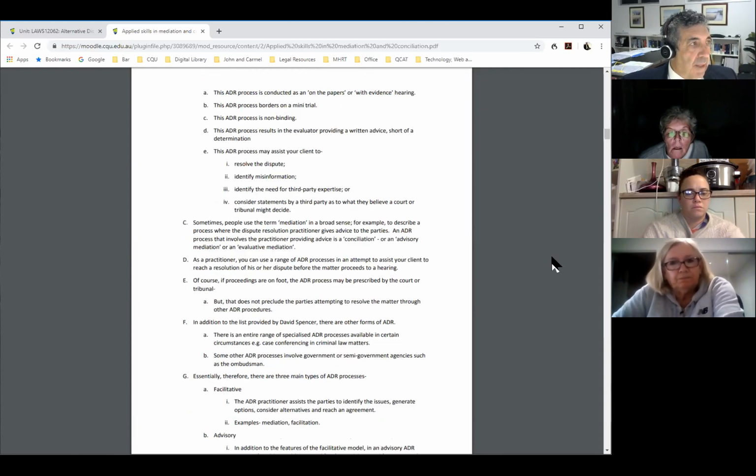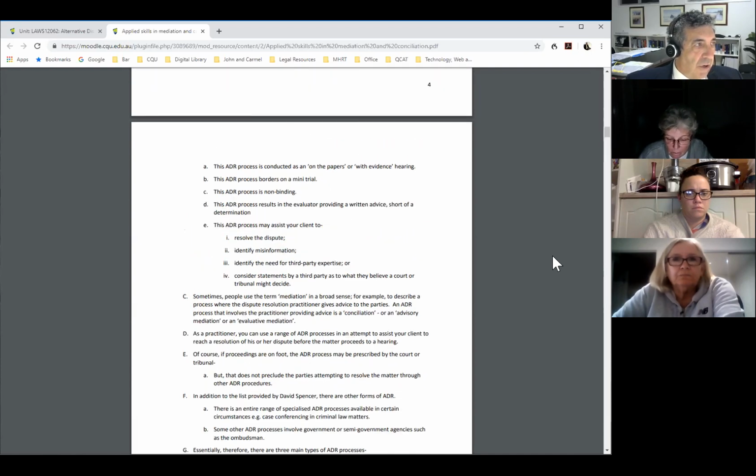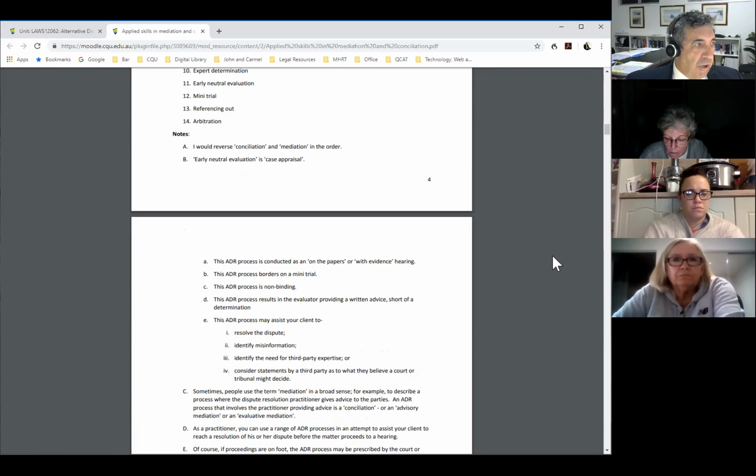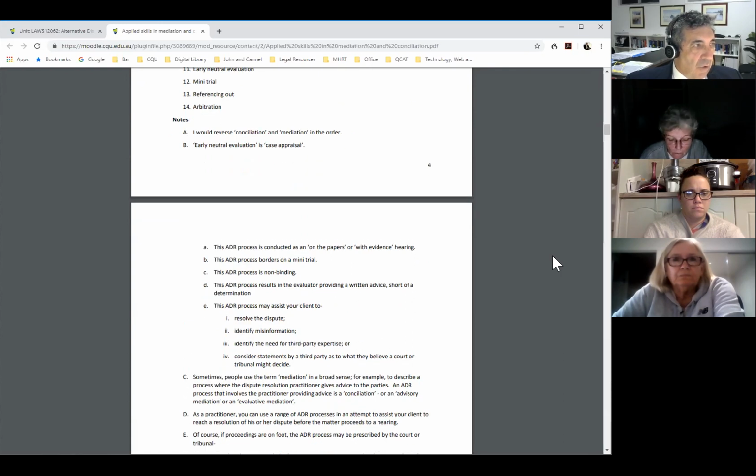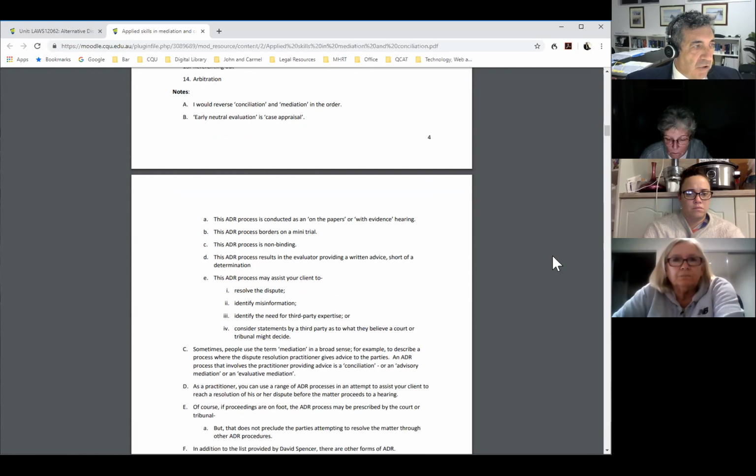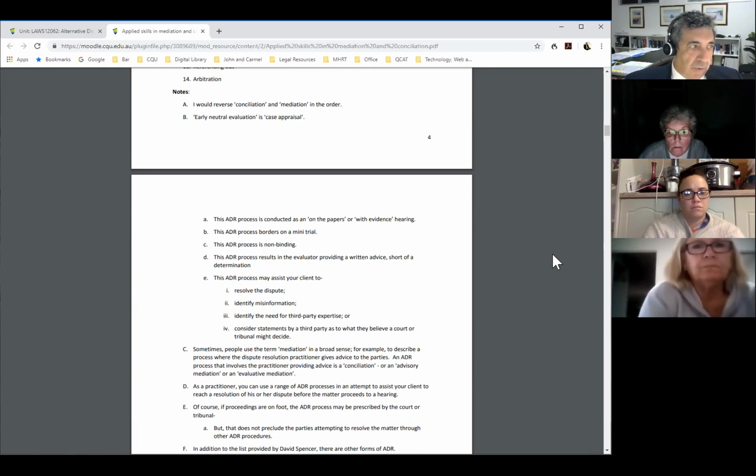So the ADR process is conducted on the papers or with an evidence hearing. So that is an early neutral evaluation or case appraisal. It's like a mini trial, it's non-binding, and the results are put into writing by the ADR evaluator, and it may assist in various ways. So that's a little digression there into early neutral evaluation and case appraisal.